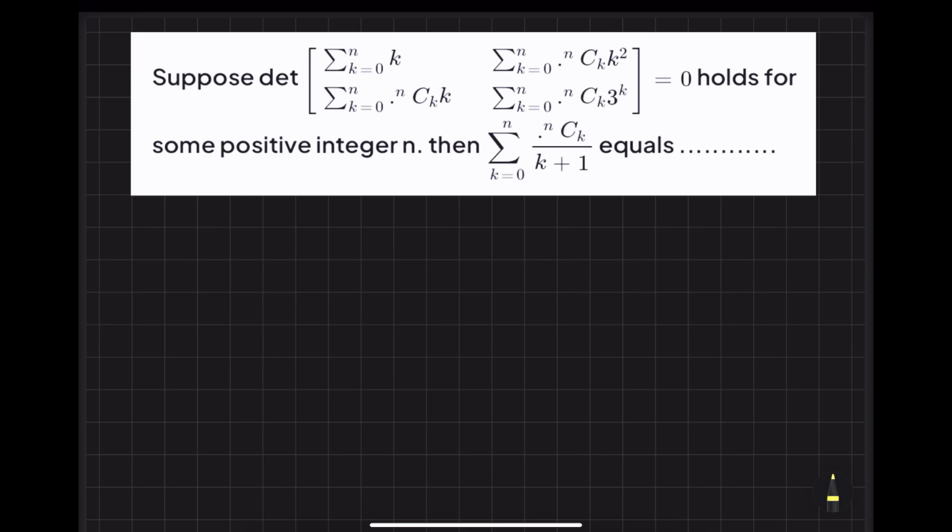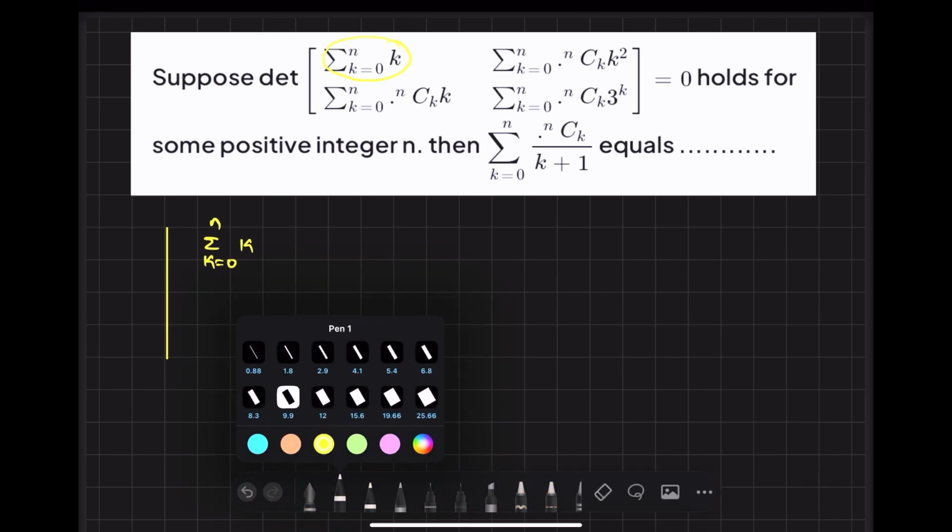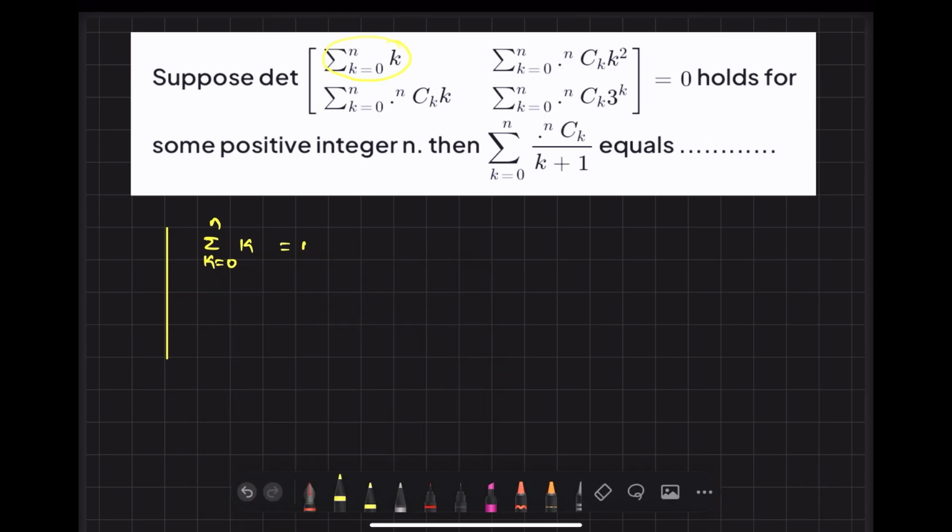I will write down the determinant first. So I'll assume this element. It is summation k starts from 0 to n, C k times k. So this is the first element, and I'll call this element a. Then we have the second element, summation k starts from 0 to n, C k times k square. I will call this element b.